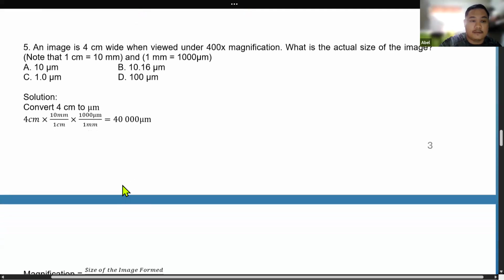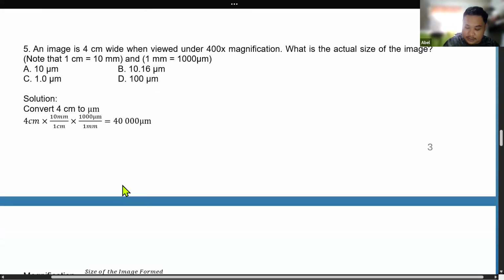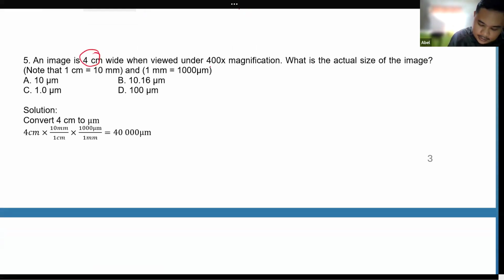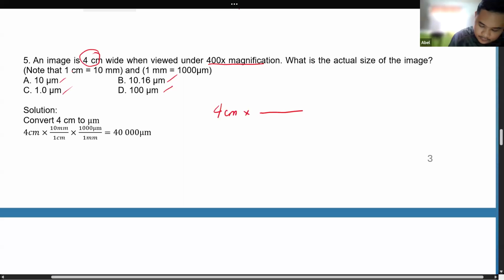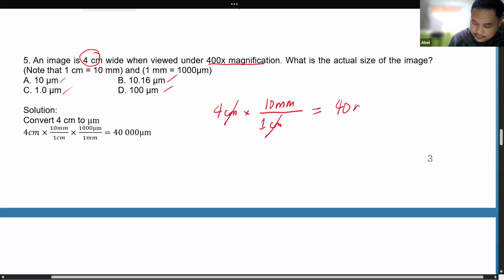Now, how about number 5? An image is 4 centimeter wide when viewed under 400 times magnification. What is the actual size of the image? First, we have your 4 centimeter, and then we have 400 times magnification. If you look at the choices, all of these are micrometers. And so we can simply convert it into micrometers. So 4 centimeter. Now take note that we have 1 centimeter and then 10 millimeter. I can simply cancel that out, and so that would be 40 millimeter.